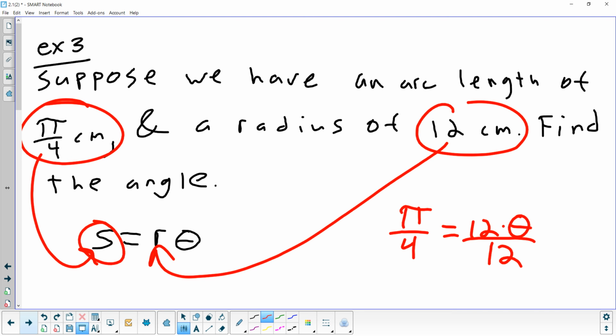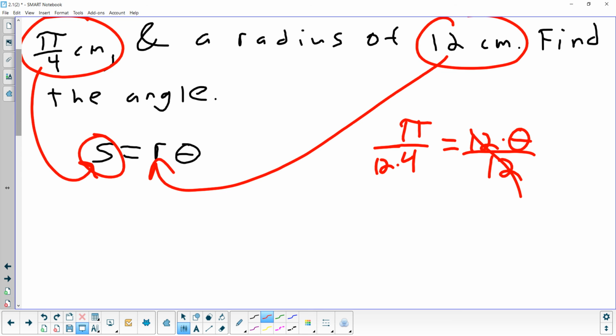Divide by 12. And that's the same as putting a times 12 in the bottom of the other side. So I divided the right side by 12, and I divided the left side by 12. That's good. All right, so my angle is pi over 48. Now, do I need to write a label on that?